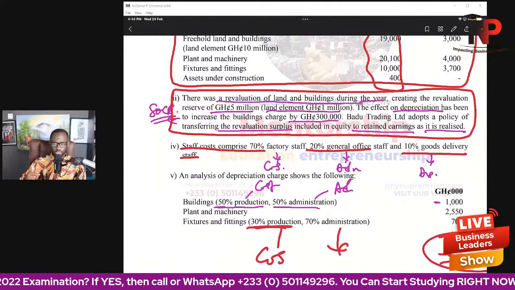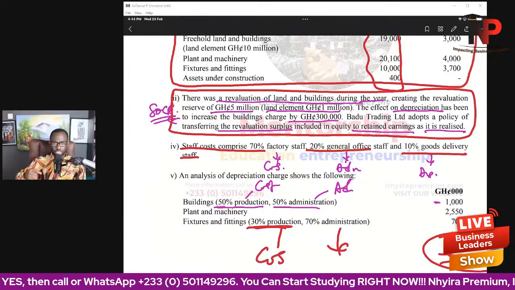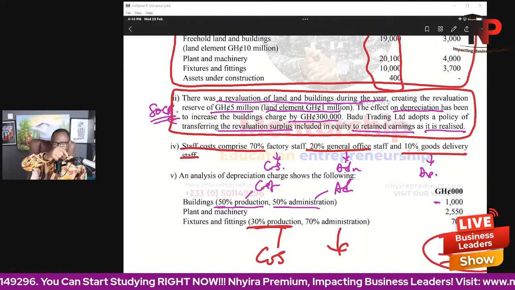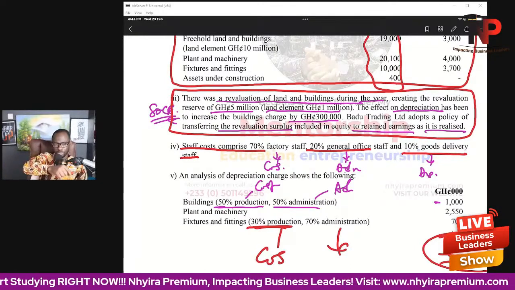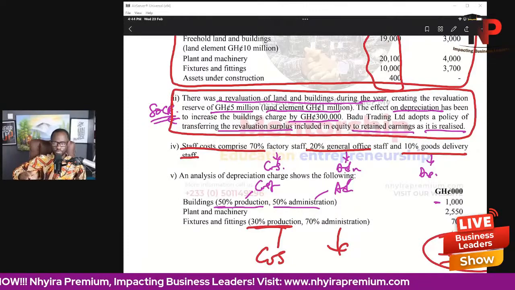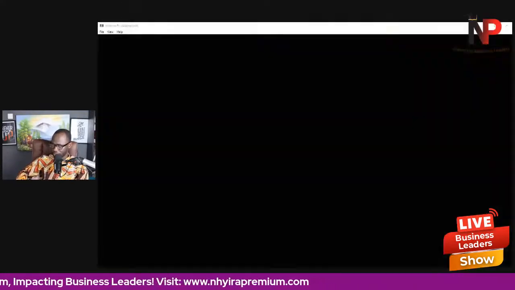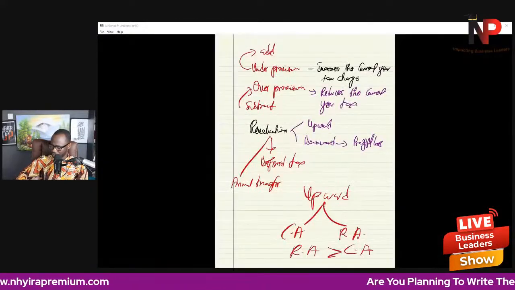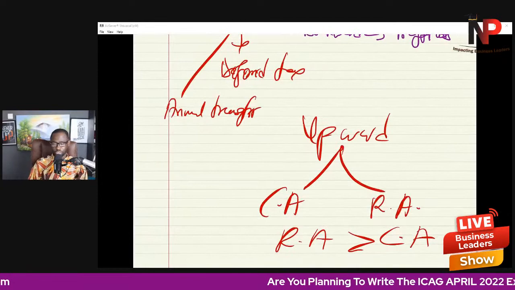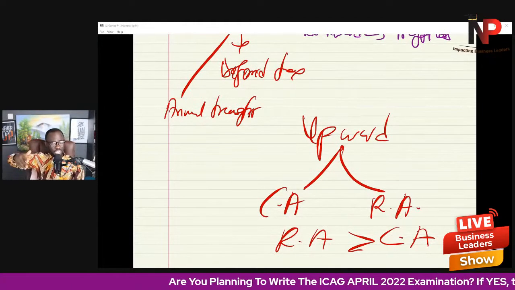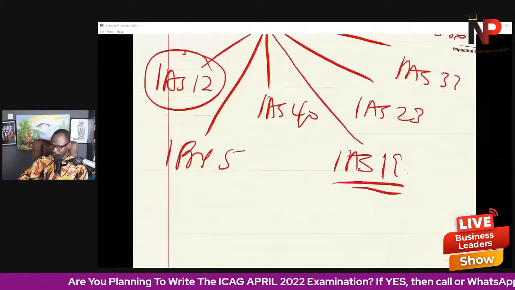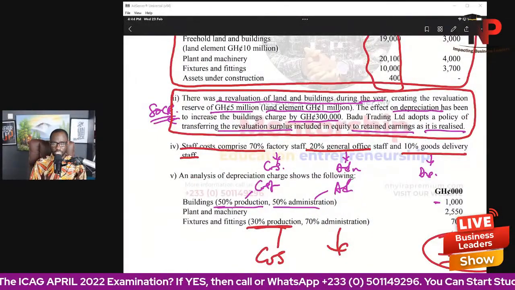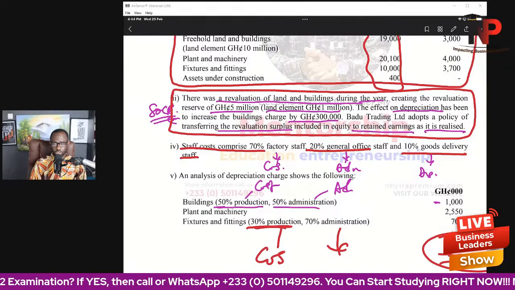When you calculate the depreciation on the revalued amount, what it means is that the entity charges more depreciation than it should have originally charged if it had charged depreciation on the carrying amount. So we said the difference between the depreciation on the carrying amount and the depreciation on the revalued amount is what results in the excess depreciation, and that excess depreciation is supposed to be taken to the retained earnings and deducted from the revaluation surplus account. So that is the treatment.